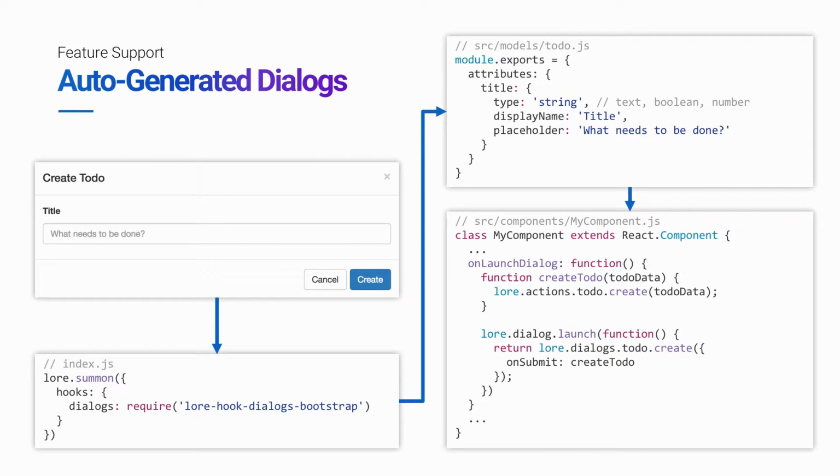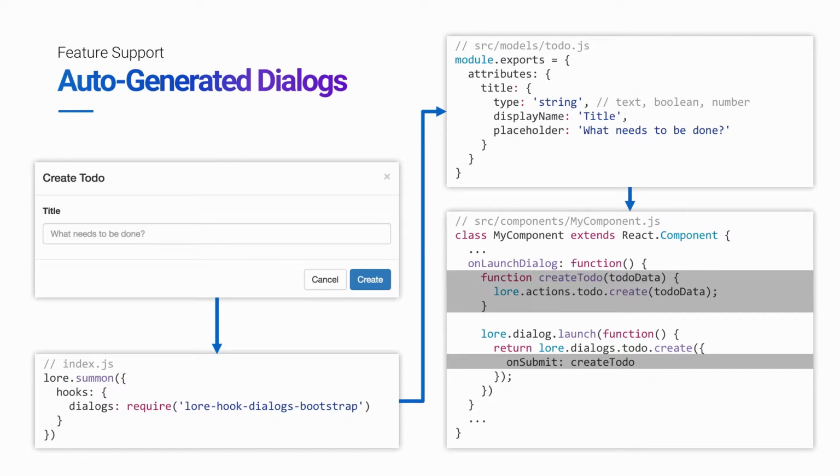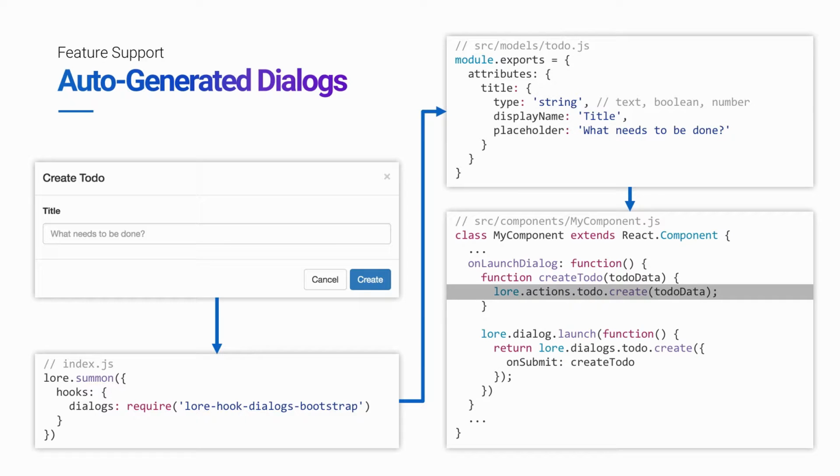For that, you'll need to go into your component and find whatever callback will be used to launch the dialog. Then you need to call lore.dialog.launch, which is a hook responsible for mounting and unmounting dialogs and making sure they have access to the router and the Redux store. Next, you'll need to provide that function with the dialog you want to launch. For this example, we want to create a to-do, so we'll call lore.dialogs.todo.create. These are the dialogs provided by this hook. Each dialog takes a callback, which is where it will pass any information provided by the user if they submit the data. Once that data is provided, we can then pass it directly to the create action, which will make a server call to create our to-do.